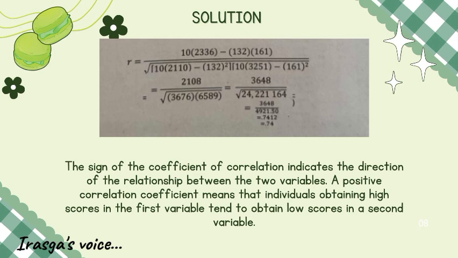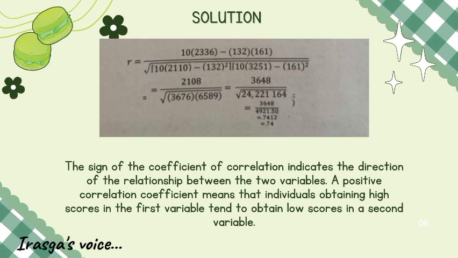So here is the substituted solution of the formula. r is equal to 10 times 2336 minus 132 times 161 over the square root of 10 times 2110 minus 132 raised to the power of 2 times 10 times 3251 minus 161 raised to the power of 2. So, in the second step, you can follow the solution above.